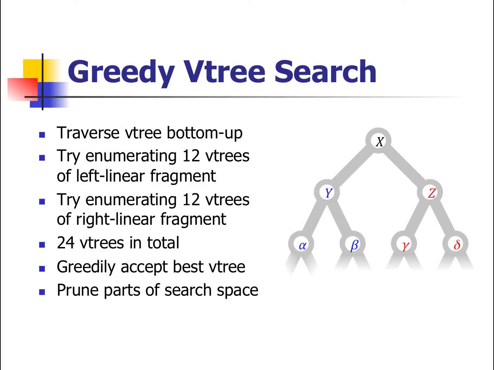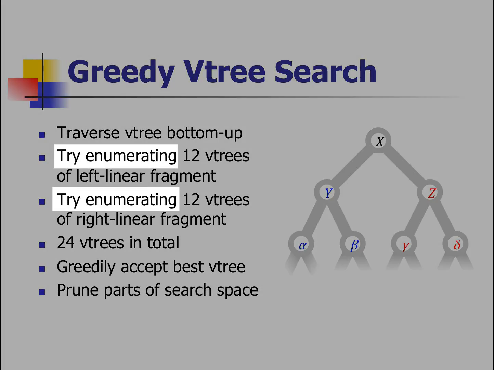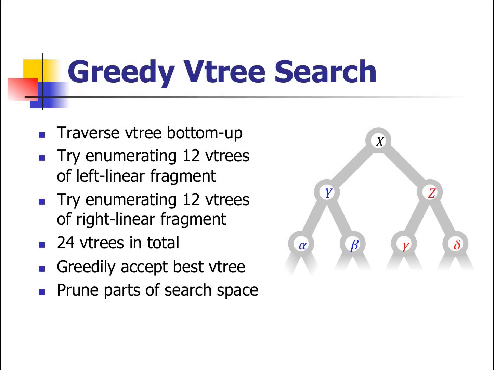Now, the one thing that I should emphasize here is realize that bullet 2 and 3 say try enumerating, try enumerating. And the reason for this is the limits. Remember that vtree operations are limited by time and space. So it's possible that we may not actually be able to explore all these 24 different vtrees. So that's basically it. This is the vtree search algorithm.